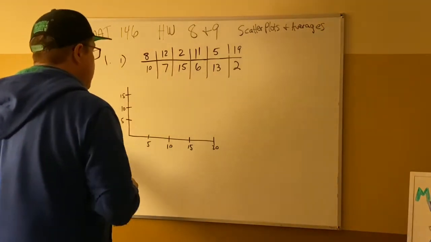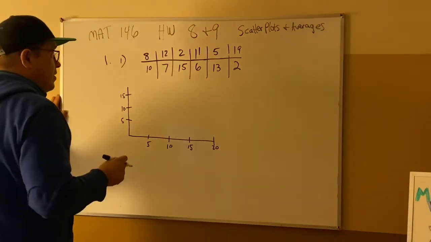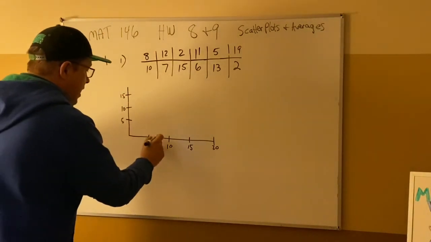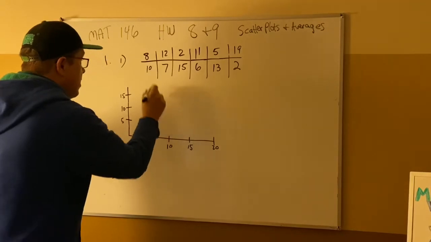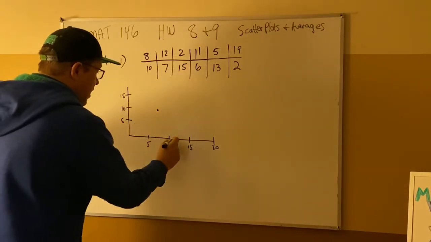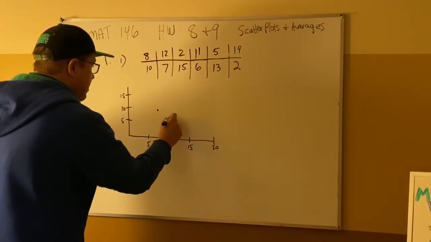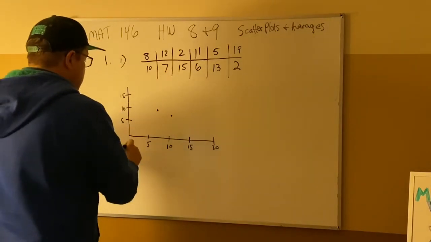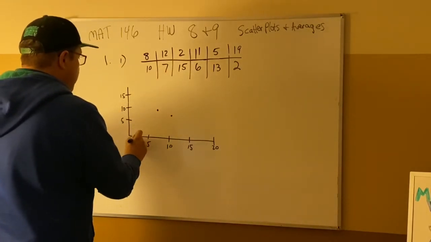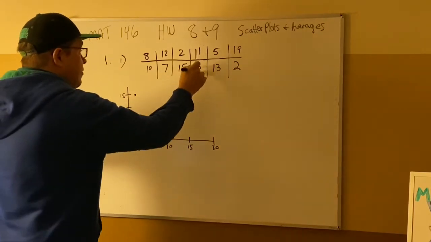And you can look specifically at what it's trying to measure. But we're going to look at what these data points do. We have an 8, 10. Go to 8 and up to 10. Go over to 12 and up to 7. Past the 10, a little bit past the 10 and up to 7. Go to 2 with 15. So go to 2, but go all the way up to 15. 11 for X and 6 for Y.